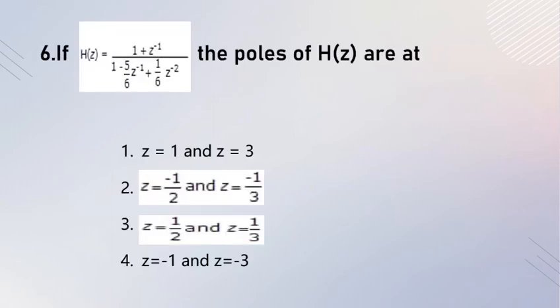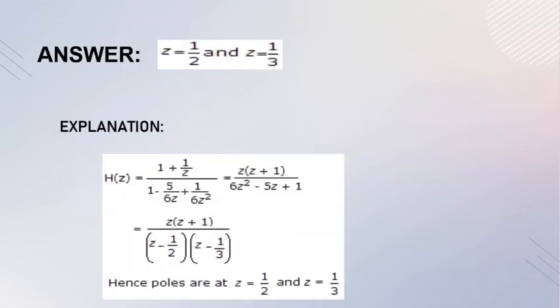If H of z is equal to (1 plus z inverse) divided by (1 minus 5 by 6 into z inverse plus 1 by 6 into z inverse square), the poles of H of z are at? First, we have to take z inverse and z inverse square as 1 by z and 1 by z square. After that, we have to cross multiply it. And the denominator z term, we have to equate to 0. We will get the poles. So, z is equal to 1 by 2 and 1 by 3.